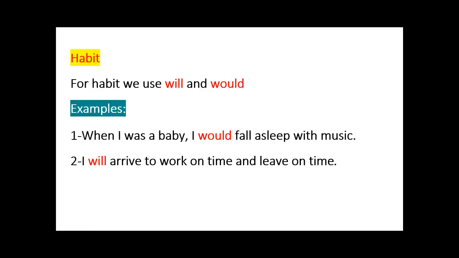For habit, talking about a habit, we use will and would, okay. When I was a baby, I would fall asleep with music. I will arrive to work on time and leave on time. That's for habit.